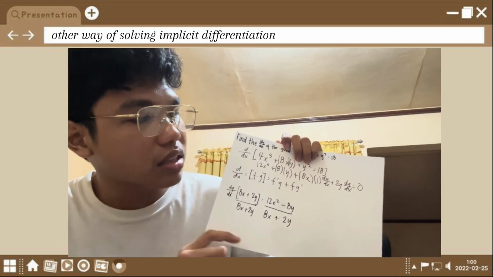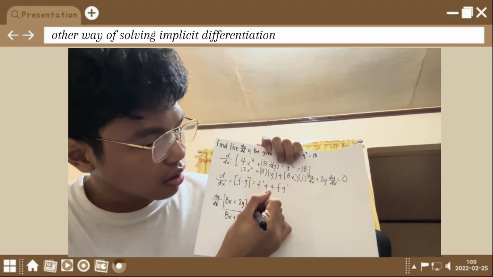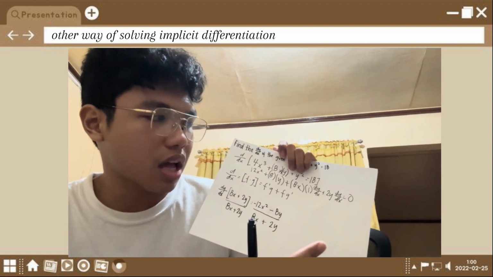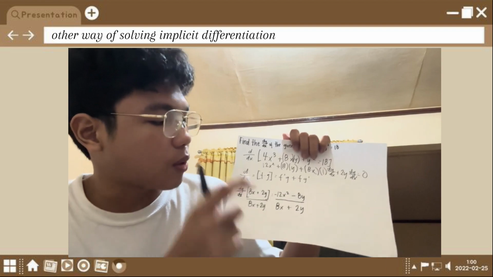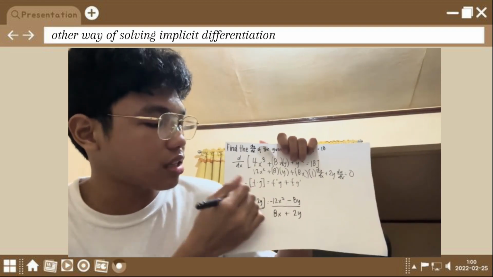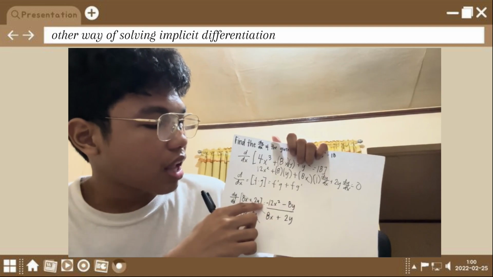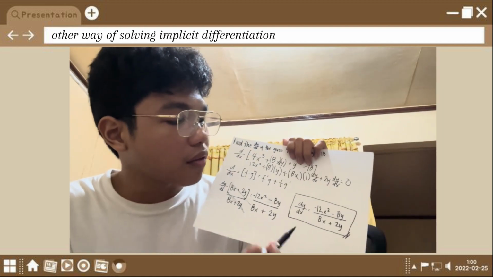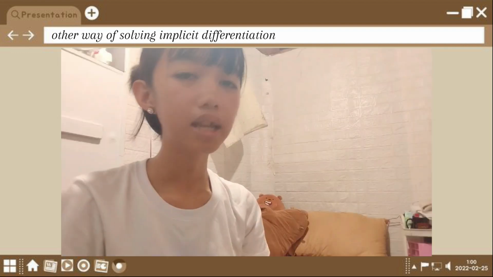Now let's transpose the terms that do not have a dy over dx. So we have 12x squared minus 8y. It's going to be a negative 12x squared minus 8y, since from positive we transpose it to the other side, so it's going to be a negative sign. And to cancel this out, we have to divide by 8x plus 2y. So 8x plus 2y over 8x plus 2y is cancelled. So now we simply have a final answer. We have the derivative of y with respect to x is negative 12x squared minus 8y over 8x plus 2y.